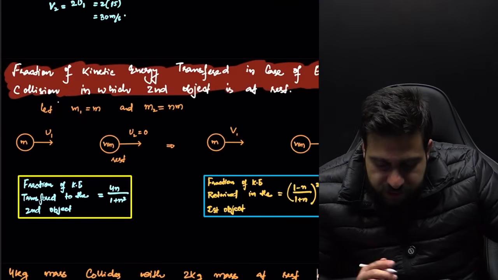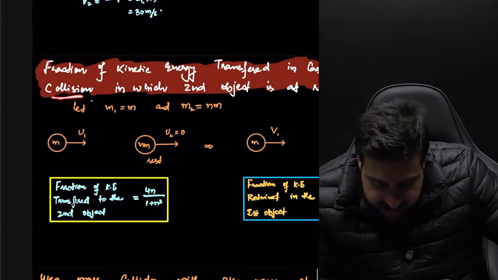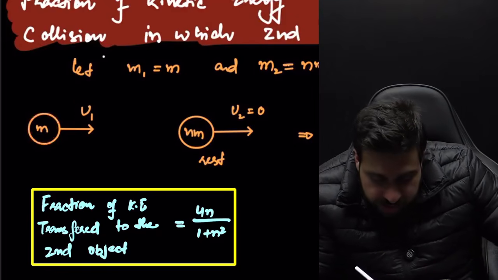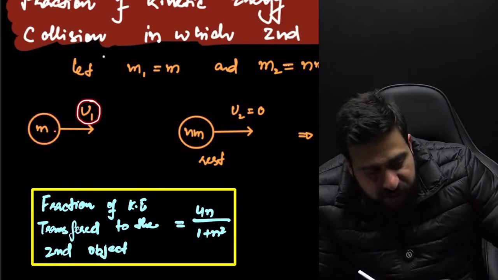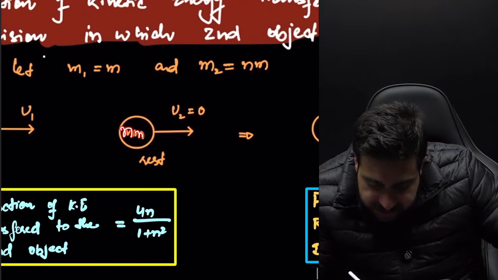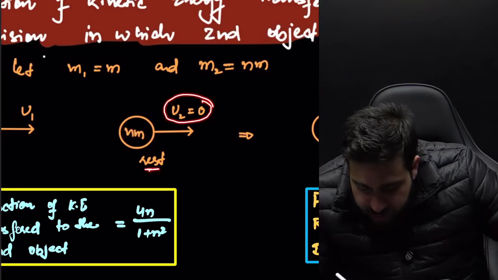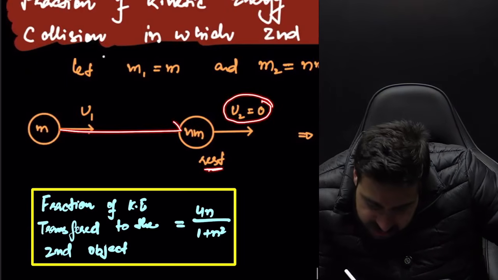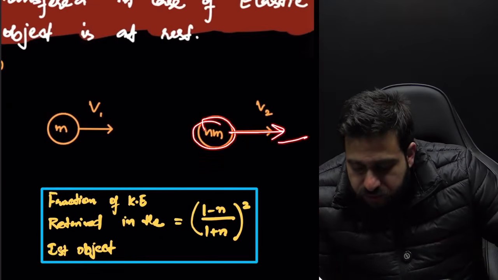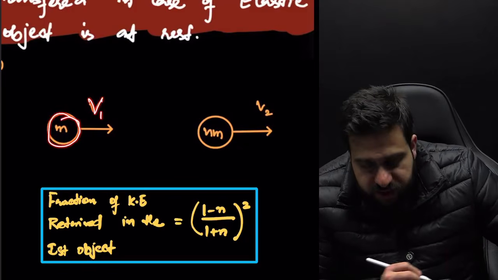Then, my dear friends, fraction of kinetic energy transferred in case of elastic collision. See, guys, you have a mass M, okay? It is moving with initial velocity U. It will have some kinetic energy, 1 by 2 m U1 square. There is another mass, it is n times of m. N can be anything. Its initial velocity is 0, it's at rest. So when this mass strikes with this, now the second mass will start moving with velocity V2. This mass is having the velocity V1 now.